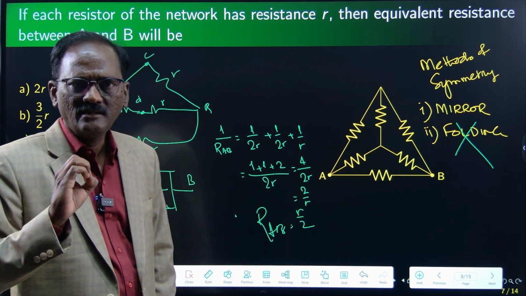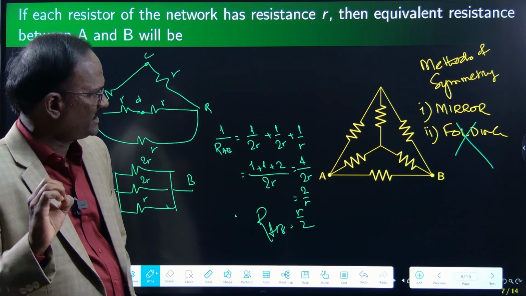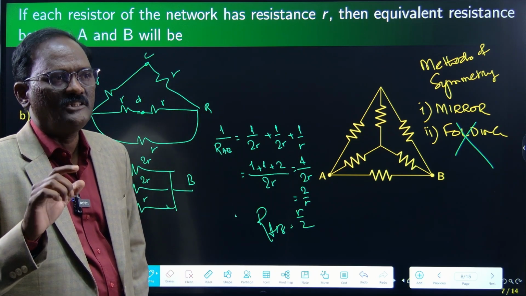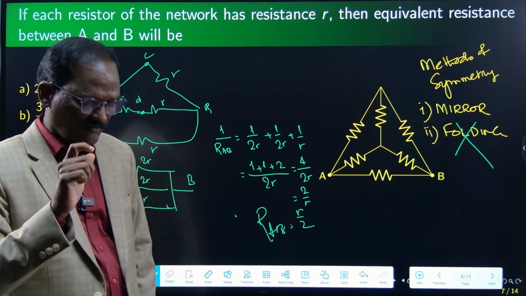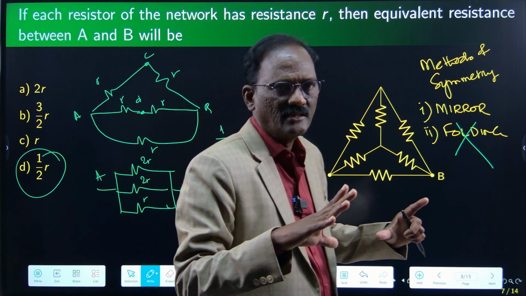Wheatstone bridge is a simple arrangement, an easy problem to solve. The only thing is you have to identify whether the Wheatstone bridge setup is available or not.